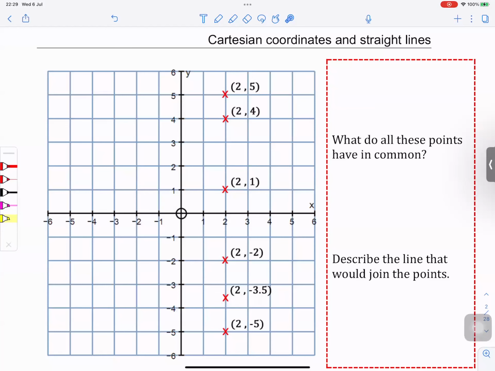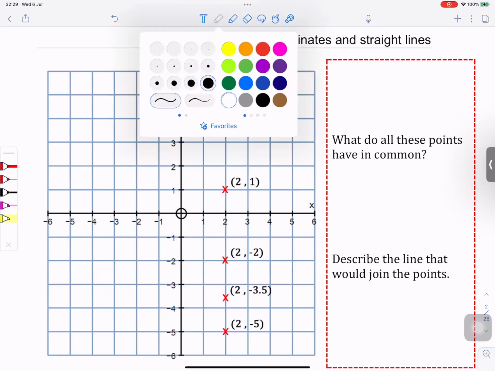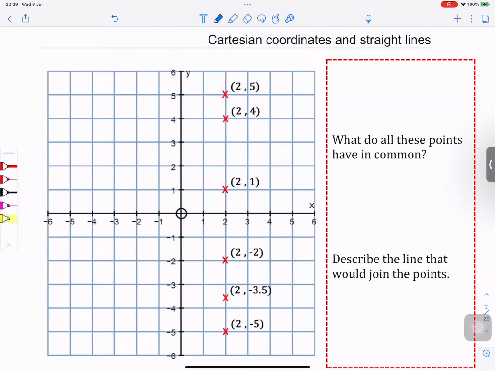Cartesian coordinates and straight lines. What do all these points have in common? Common means something which is the same or found in all of them. So let's look at the points. Let's look at the one at the top. The point is 2, 5. That 2 represents the X and the 5 represents the Y. So the coordinates are 2, 5.